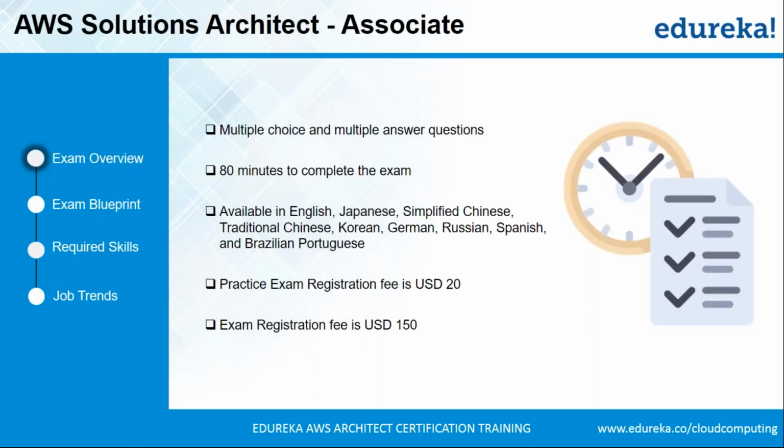So guys, this is the exam blueprint. So our exam overview is like this. You will have MCQs and you will have 80 minutes to complete your exam, and your exam will be available in English, Japanese, Korean and Portuguese, and your practice examination fee is $20 and your registration fee is $150. So if you want to practice for your exam, you can do that. That practice exam will come from AWS and will be charged at $20. And if you want to register for the main exam, that main exam is $150. All right.